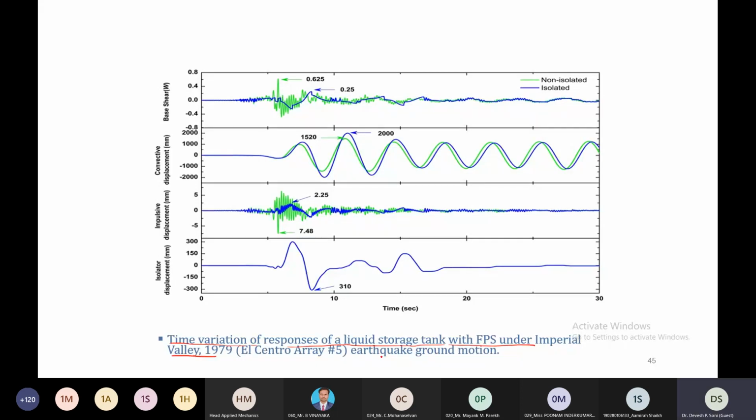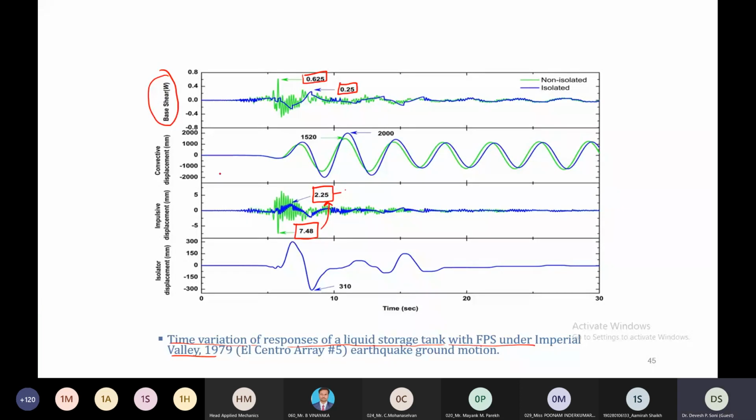So we can see the base shear of the fixed base tank is 0.62, and that for the base isolated tank is 0.25. So we can see the reduction in base shear. Then impulsive displacement is 2.25 for the base isolated tank, and 7.48 for the fixed base tank. So further we can see the reduction.